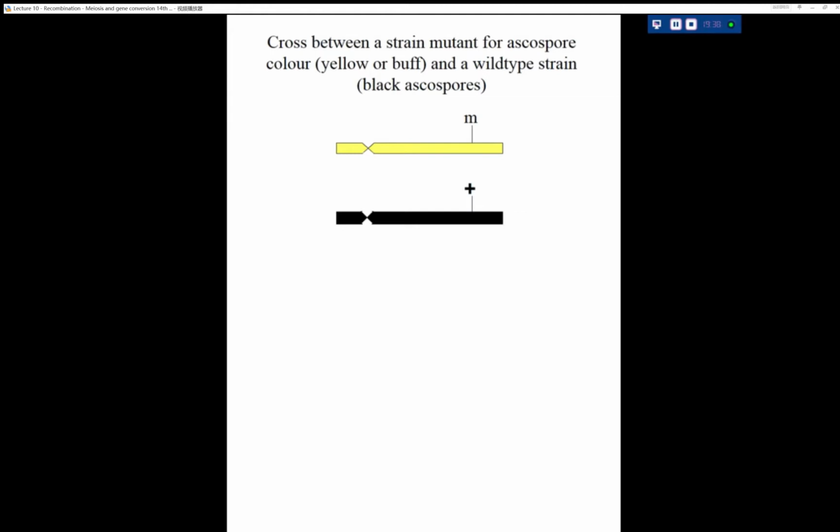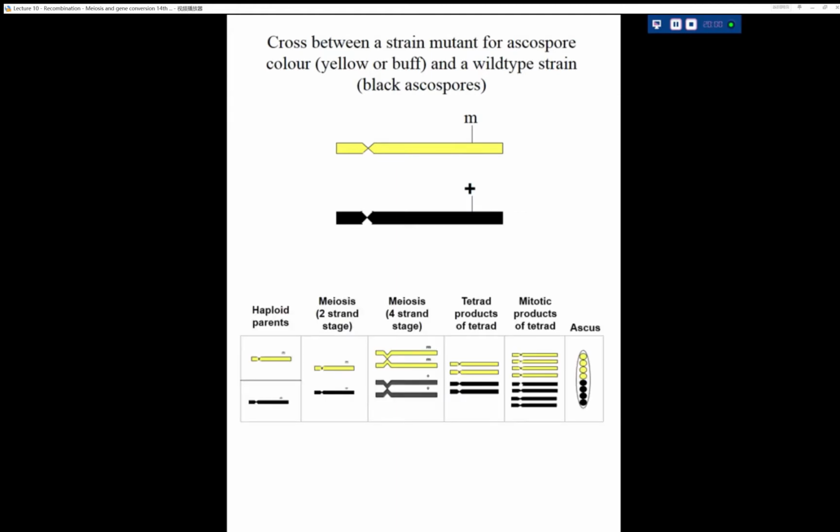So you've got the wild type designated by a plus. This is the wild type gene located at this position on the chromosome, and then you've got a mutant allele here designated by M, which results in yellow ascospores. I've coloured these yellow and black. Obviously the chromosomes aren't yellow and black, but they're meant to represent it. It just makes the diagram easy to use.